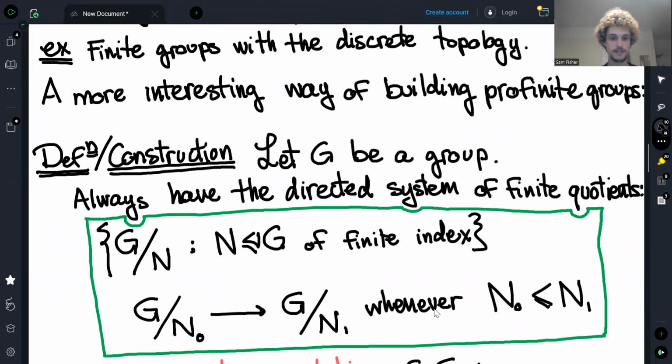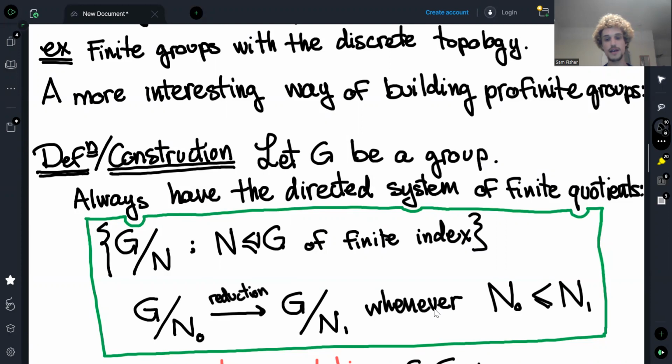And then you want the order, I guess. Or I think I'm going to get confused if I try to figure out which way the order should go. But the point is that the maps that go between the elements of the directed system are just reduction maps. So this is just reduction mod N1 here.